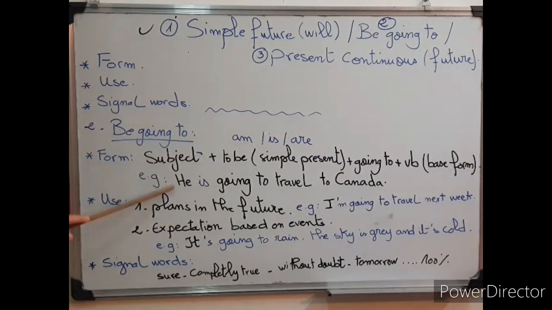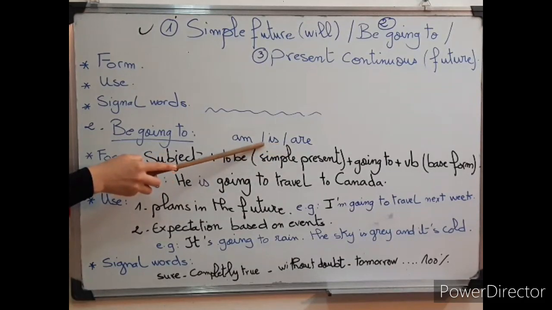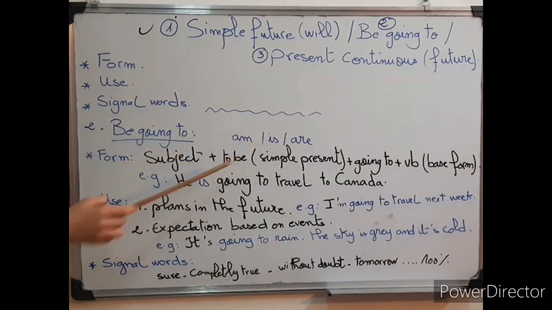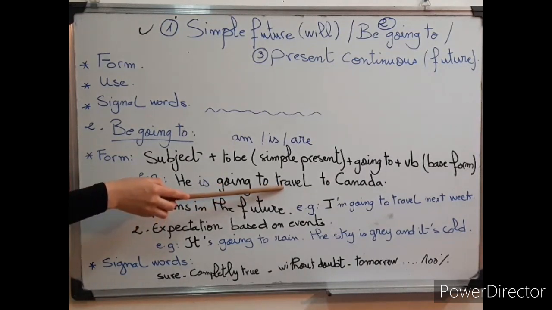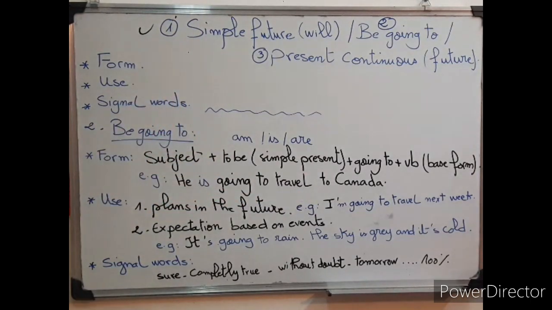So the subject: he is, because he is. I am, you are, he is, she is, it is, we are, you are, they are, plus going to. He is going to, plus the verb in the base form, the infinitive in the base form, and we continue our sentence: he is going to travel. Let's see the sentence in the negative: he is not going to travel. For the question: is he going to travel? Clear? I hope that they are quite clear.